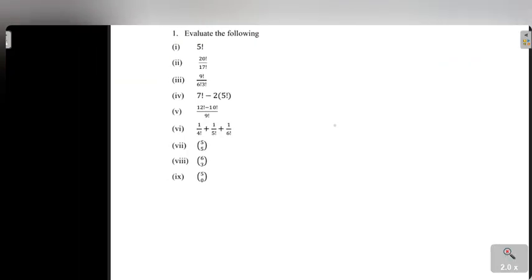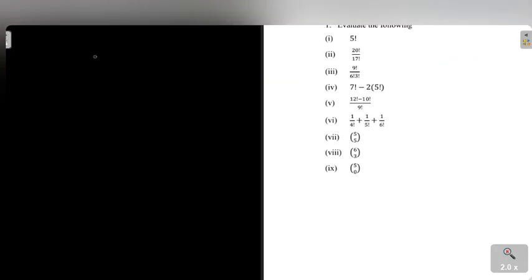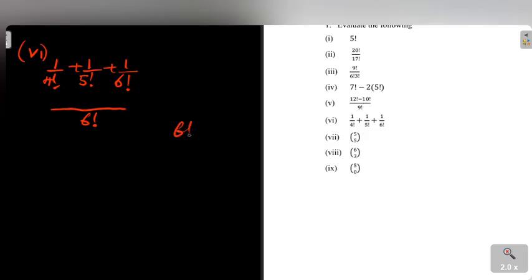Then we have our part 6. That is 1 over 4 factorial plus 1 over 5 factorial plus 1 over 6 factorial. So we are adding these factorials. The first thing you're going to do is find the common denominator. Here the common denominator will be the bigger factorial, which is 6 factorial. So 4 factorial into 6 factorial, meaning 6 factorial over 4 factorial. That's what it means.